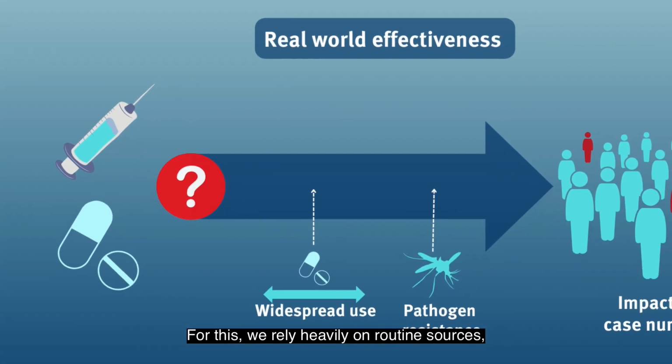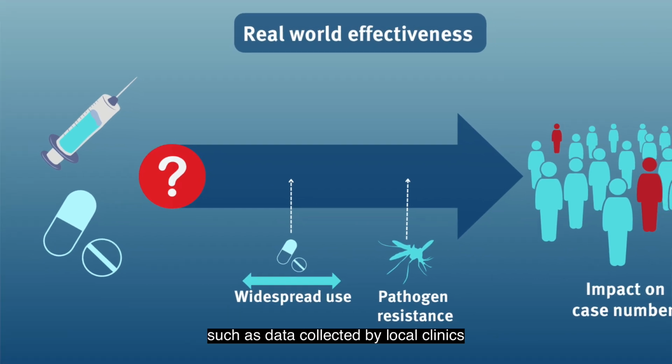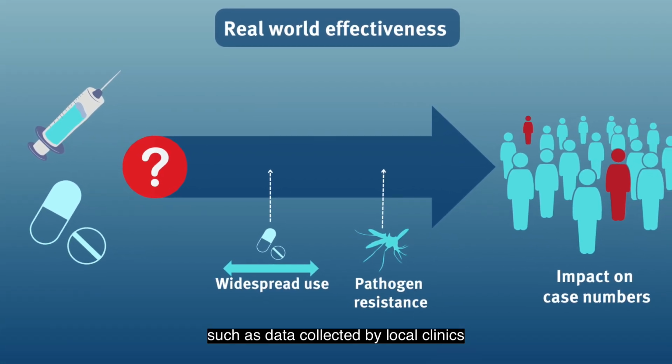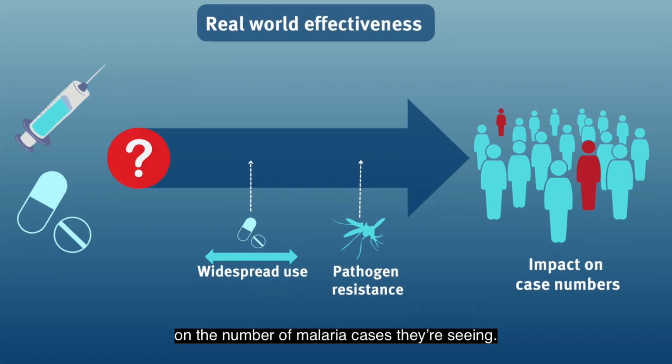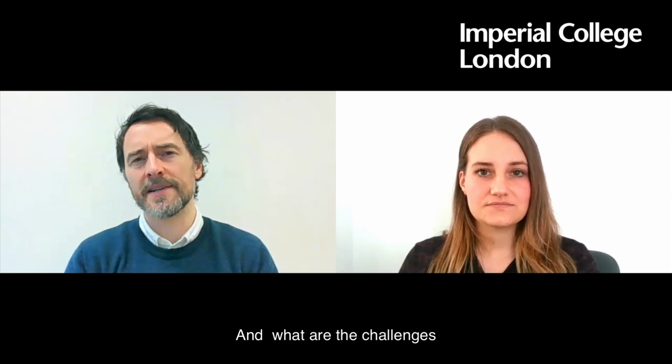For this, we rely heavily on routine sources, such as data collected by local clinics on the number of cases they're seeing. And what are the challenges in using these routine data sources?